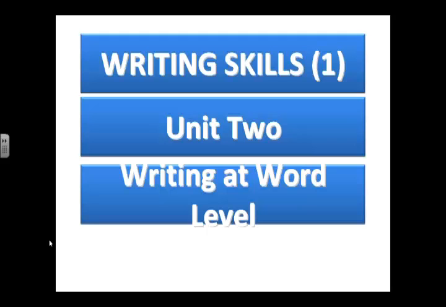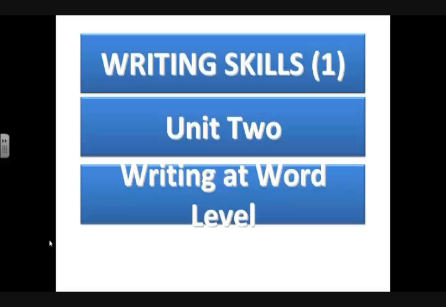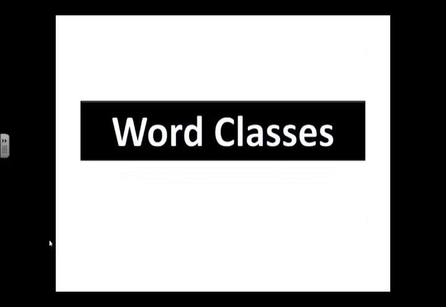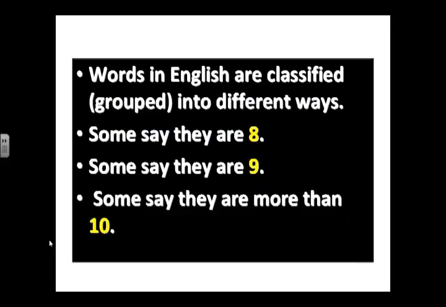And as you can see, this is Unit 2 about writing at word level, right? And because it's about writing at word level, we are going to start with word classes. And in the English language, word classes are not fixed. Some people say they are 8, some people say they are 9, and some people say they are 10. It depends on how you classify them.